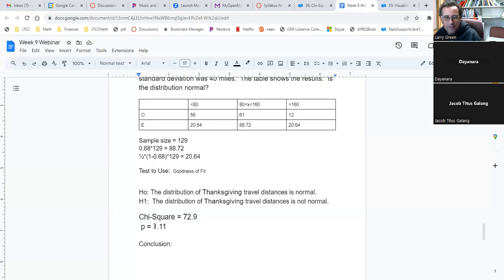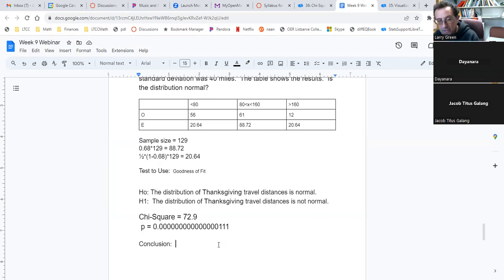So the p-value really is not 1.11. It's 0 point, and then 15 zeros. 1, 2, 3, 4, 5, 6, 7, 8, 9, 10, 11, 12, 13, 14, 15. It's very close to being 0. Any questions on that?